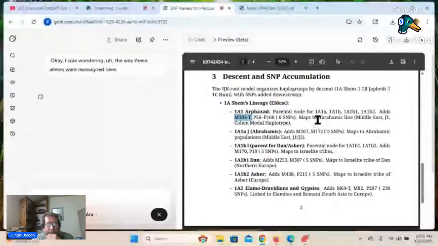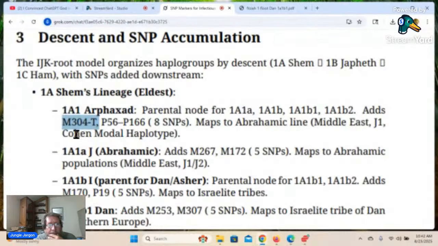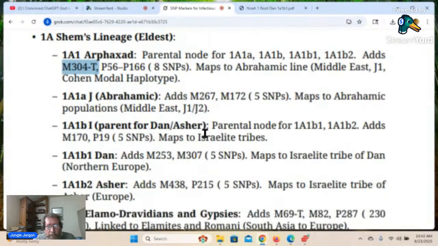SNPs like M304T, 1A1 Arphaxad, or M330T, 1C Ham, appear in later generations, marking divergences. 2. How alleles are reassigned from Noah's baseline. The reassignment of alleles, like M523T, in the model happens through the introduction of SNPs in Noah's descendants, creating distinct haplogroups while preserving some ancestral alleles.